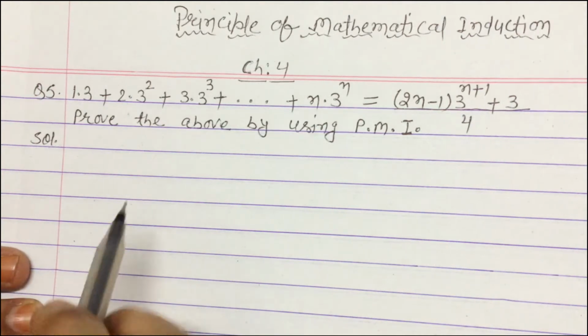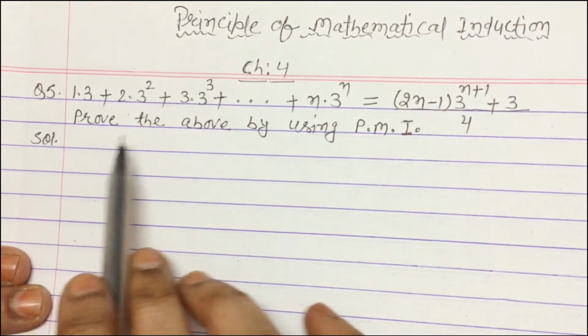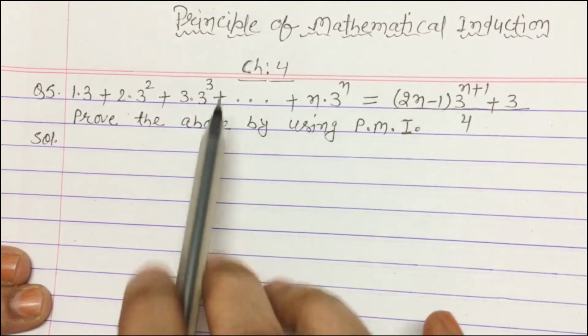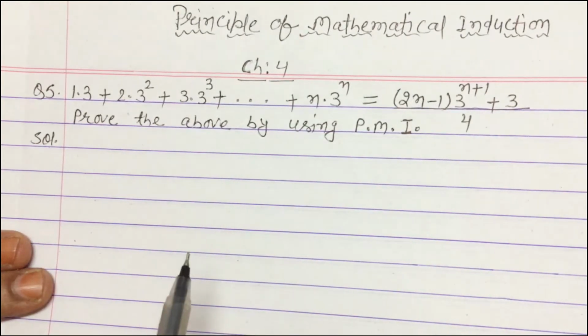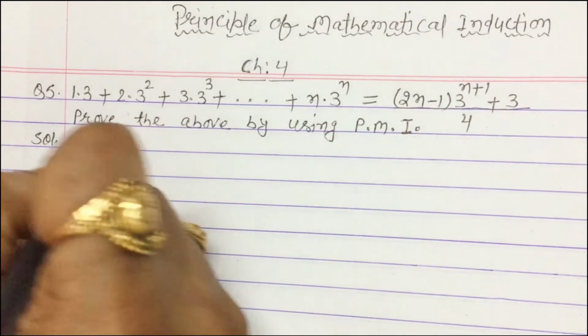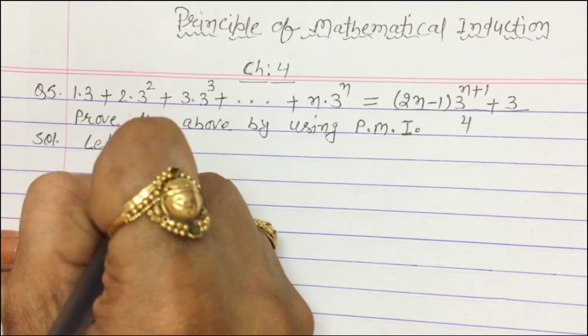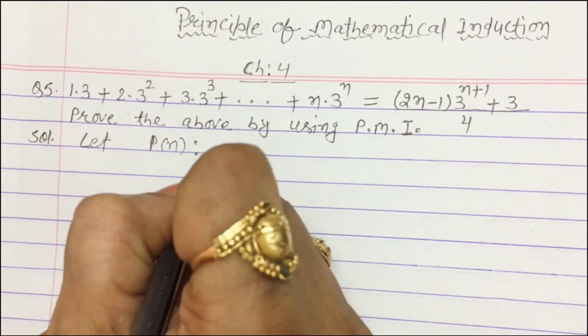Morning students. Let's continue chapter 4. Question number 5. Prove the above by using PMI. Okay, PMI means Principle of Mathematical Induction. So let's start the solution. First of all, let the given statement be Pn. Okay, so write here Pn.